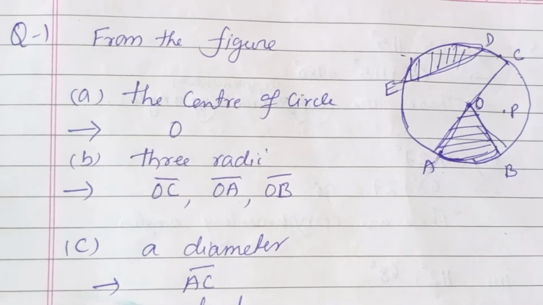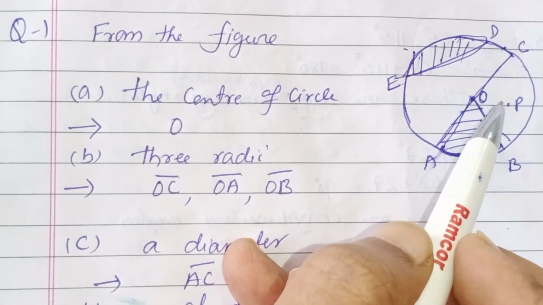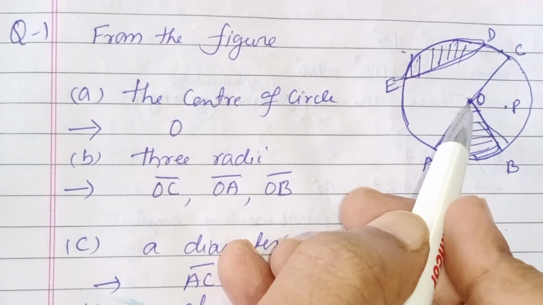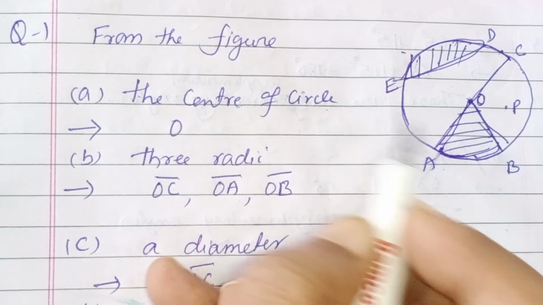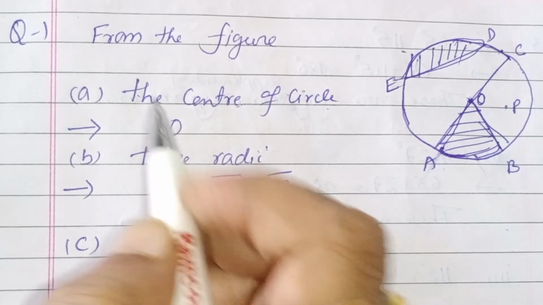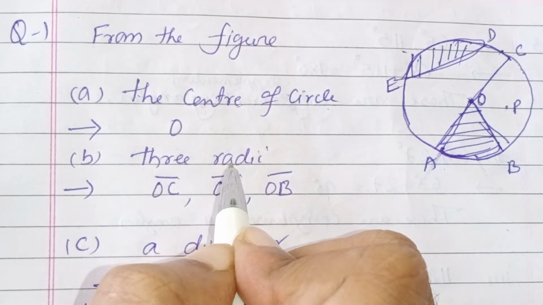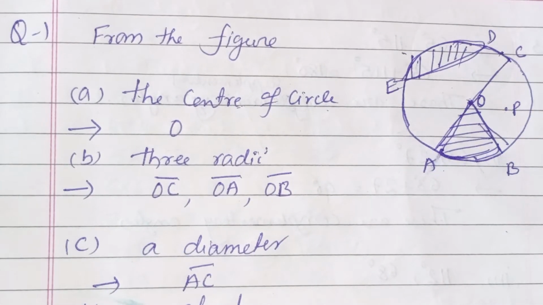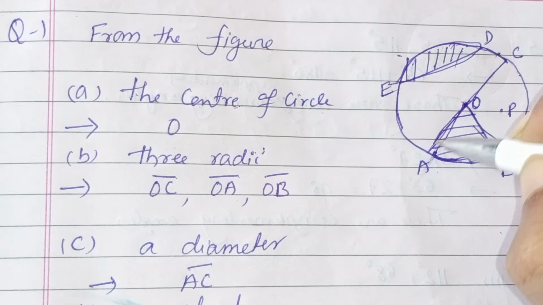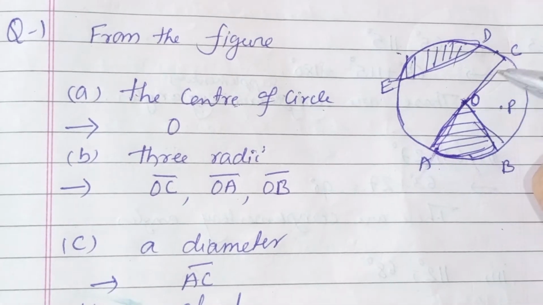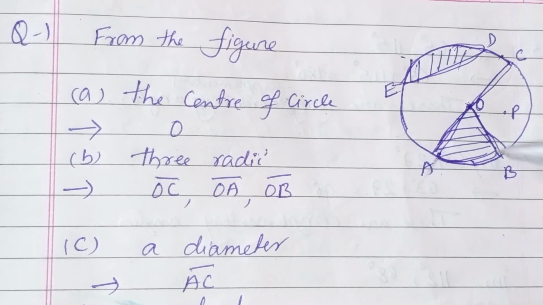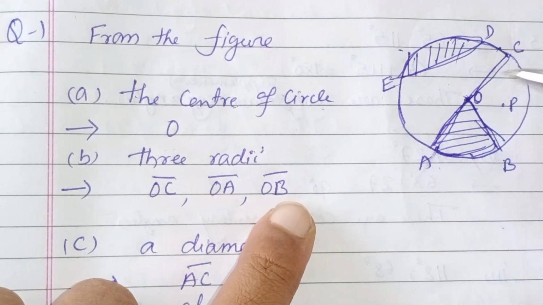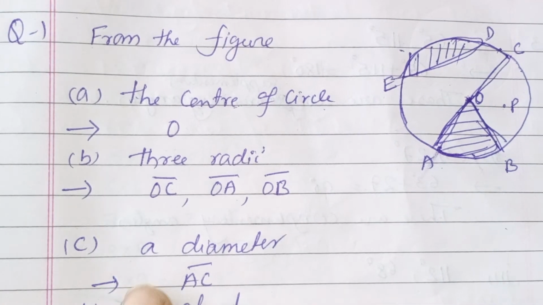See, the center of the circle, the same figure I have drawn here. This is O. What is the center here? O, na? So the center of circle is O. 3 radii. Radii means radius. Singular is radius and plural is radii. So from the figure, OA is the radius, OC is the radius, and OB is the radius. So you can write OC, OA, and OB. These are the radius. Okay.